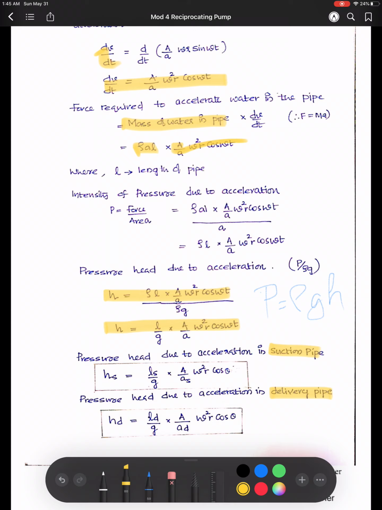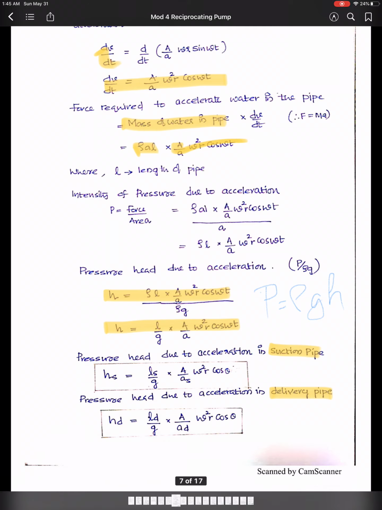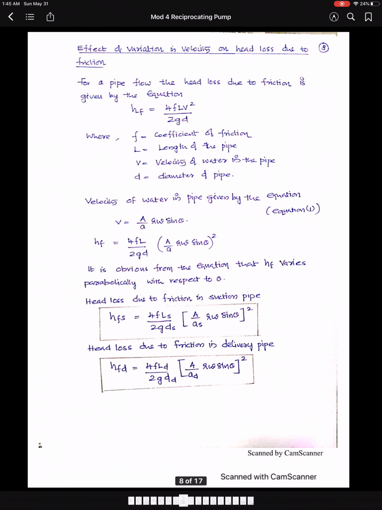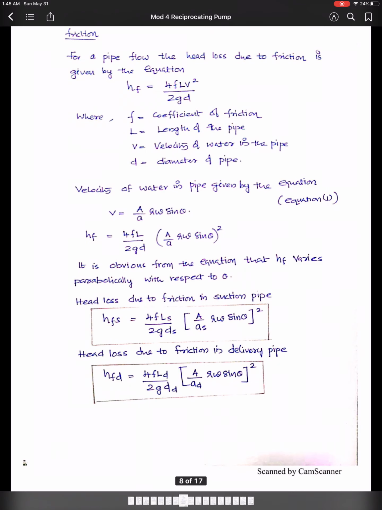So hope you all have clearly understood the derivation of this part. Next, now we have found out the pressure head in the suction pipe as well as the delivery pipe. Now what we will do next is we'll find the effect of variation in velocity on the head loss due to friction.